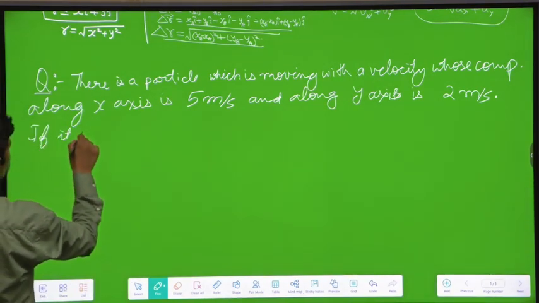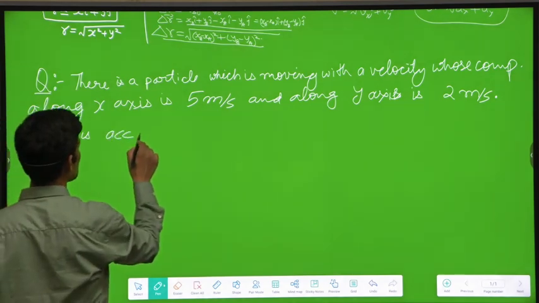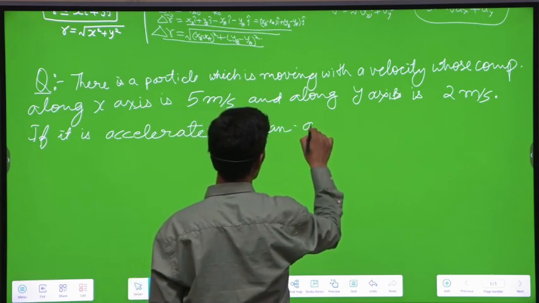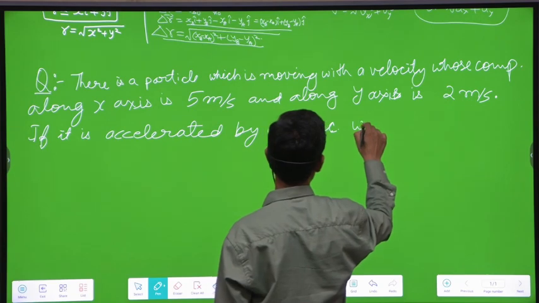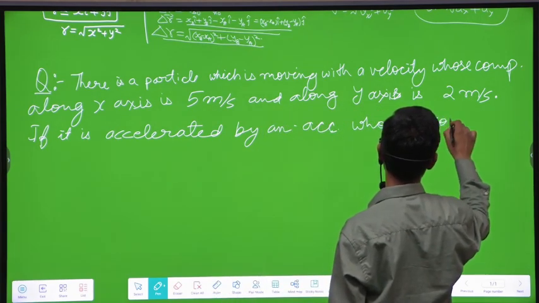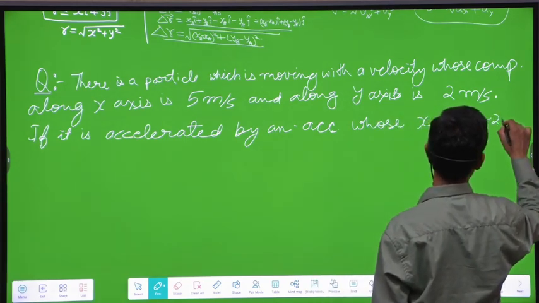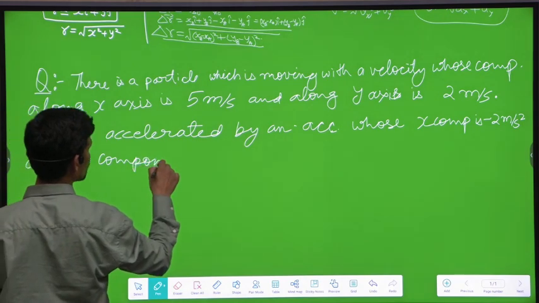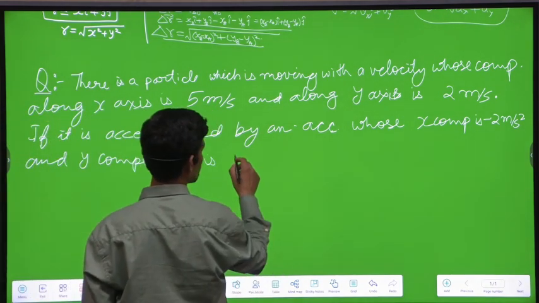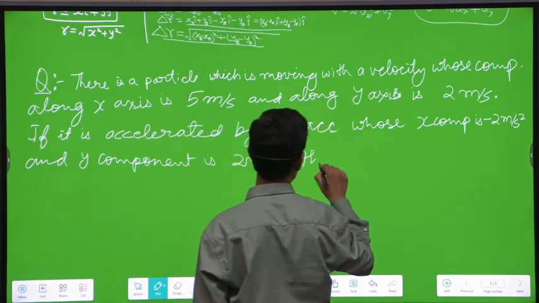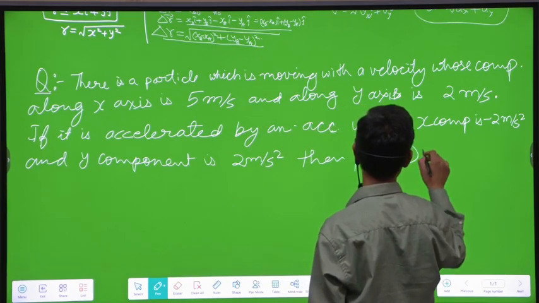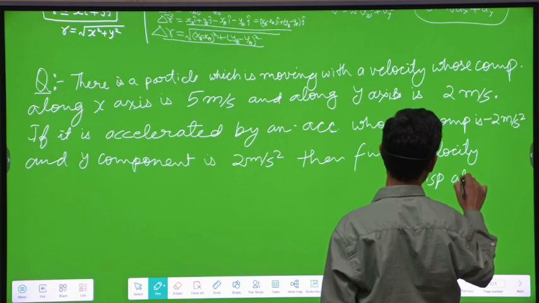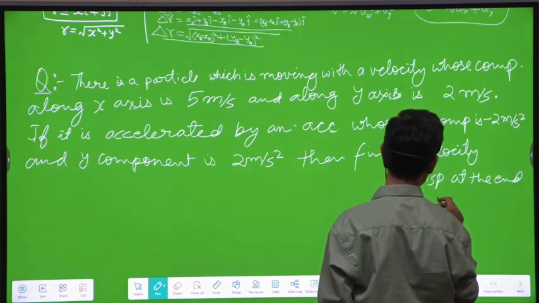If it is accelerated by an acceleration whose x component is minus 2 meter per second square and y component is 2 meter per second square, then find number 1, velocity, number 2, displacement at the end of 5 seconds.